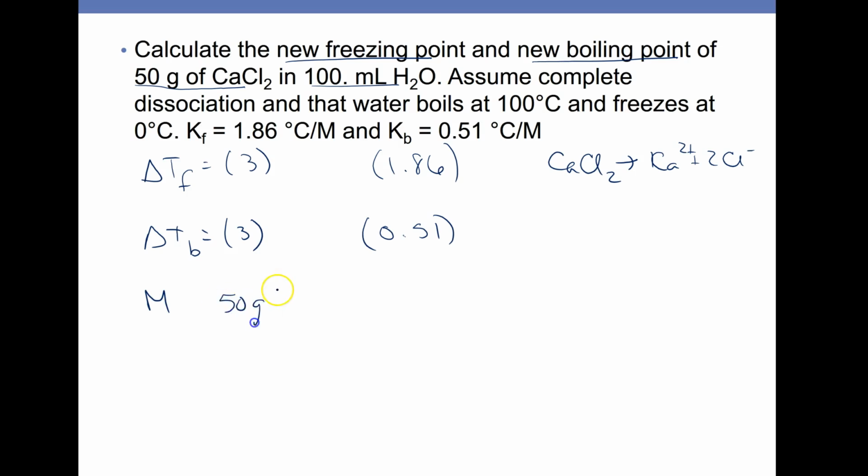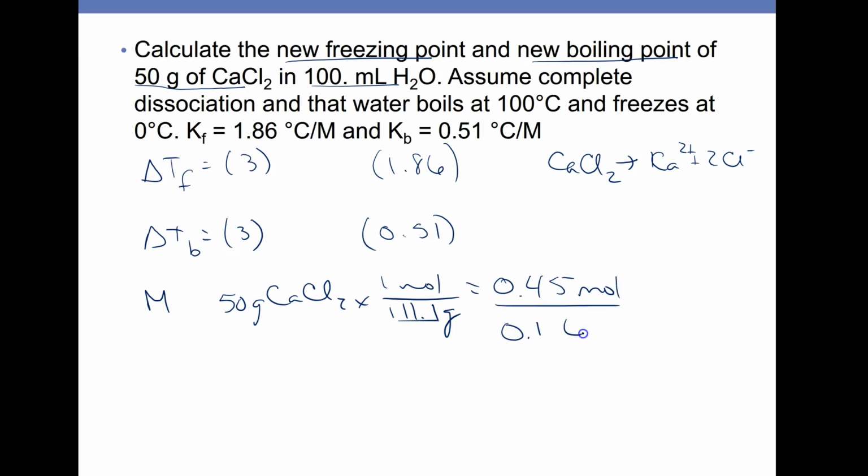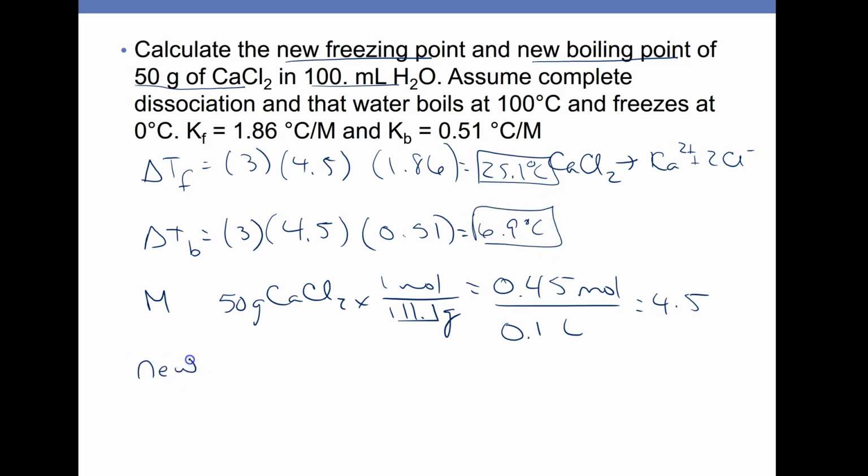If I have 50 grams of CaCl2, 1 mole is 111.1. Get 0.45 moles, divide by 0.1 liters, 4.5. So when you multiply this out, you get 25.1 degrees C is the change, and 6.9 degrees C is the change. But they want the new freezing point and the new boiling point.